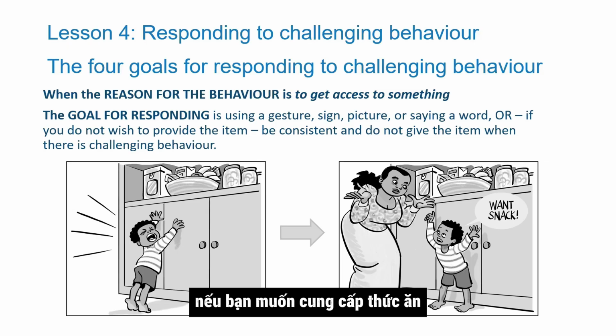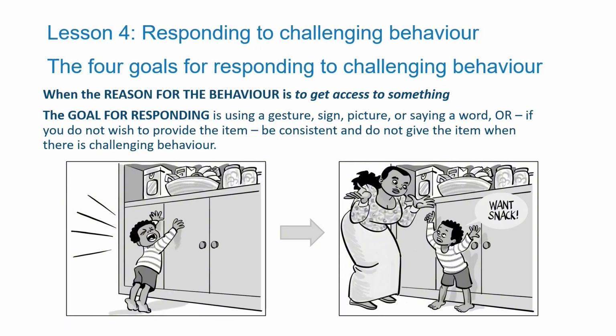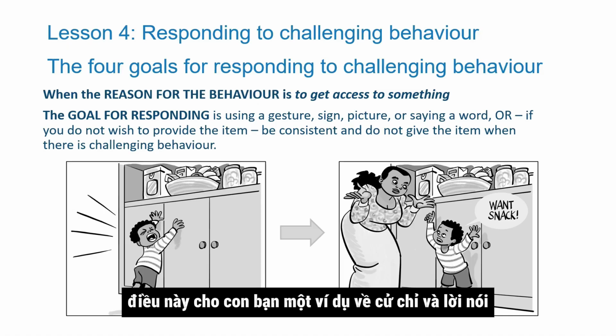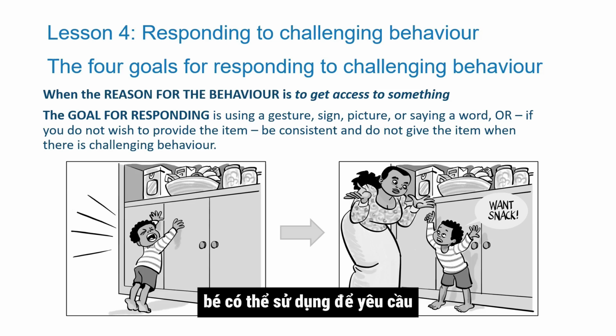If you wish to provide the food, then before you give the snack, you can show your child how to ask for it using a gesture, sign, picture, or words. For example, point to the snack and say, "Want snack." This gives your child an example of a gesture and words she or he can use to request.